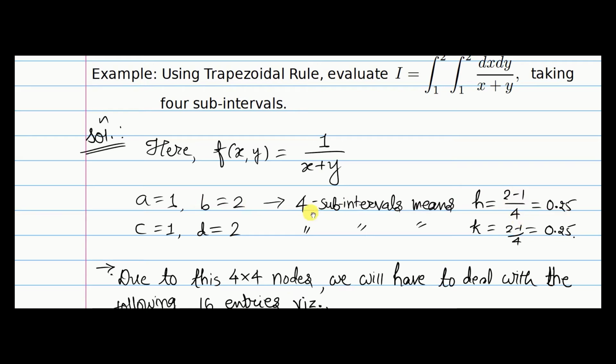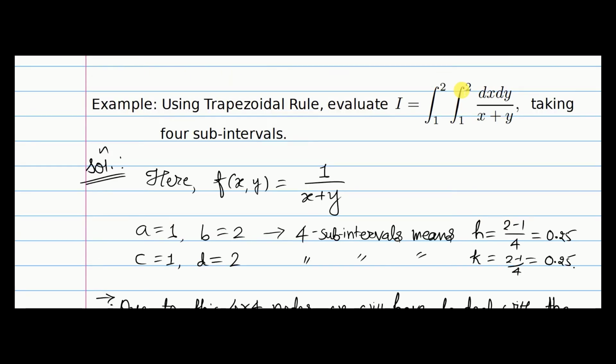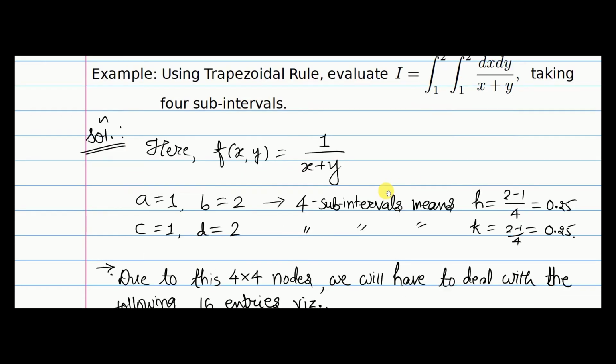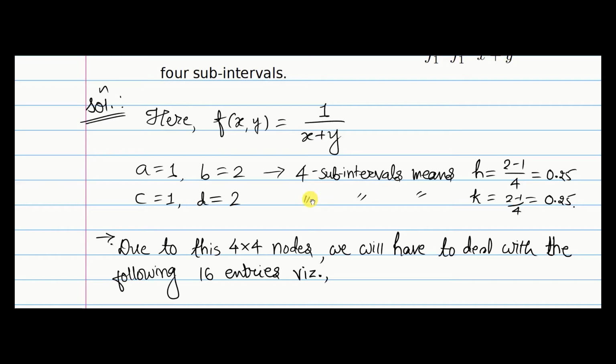So 0.25. Similarly, c is equal to 1 and d is equal to 2. Instead of this 1 to 2, you may be given some other integral values as well, but fortunately here you are given a square instead of a rectangle. Again, 4 subintervals means k is equal to (2 minus 1) by 4, 0.25. So now you will have a square grid, 4 cross 4.